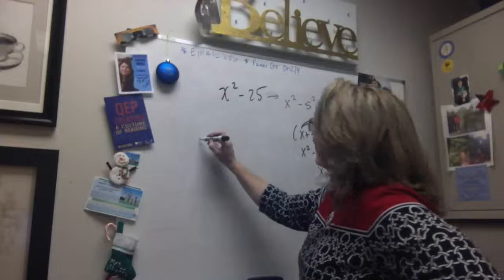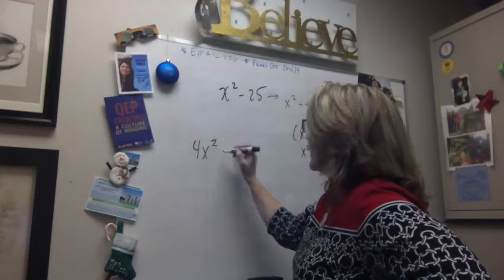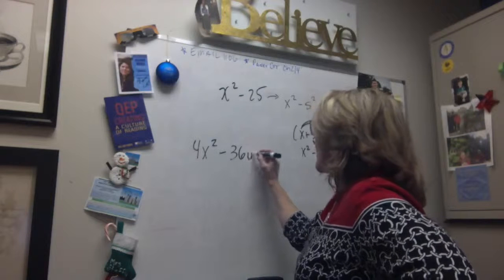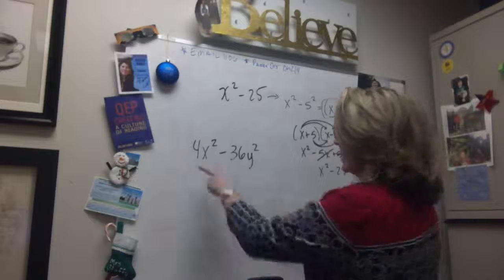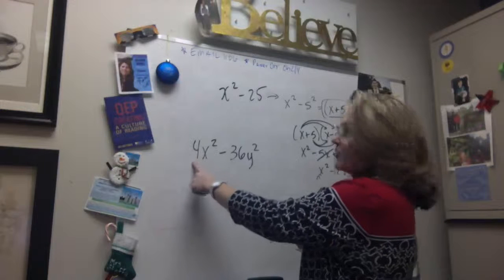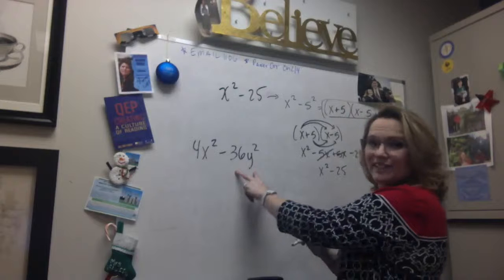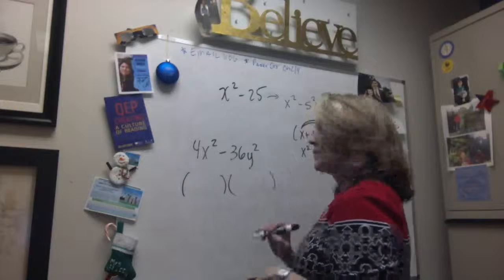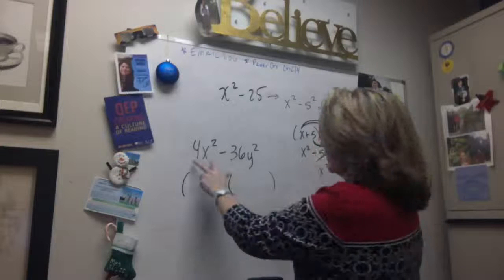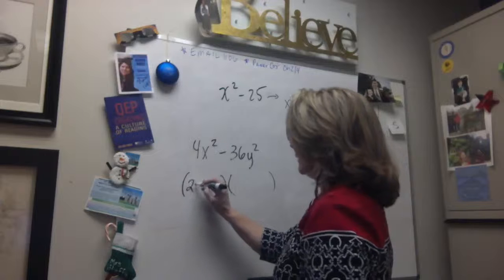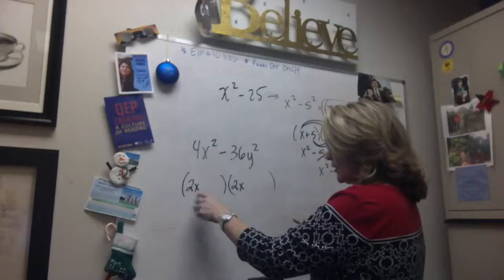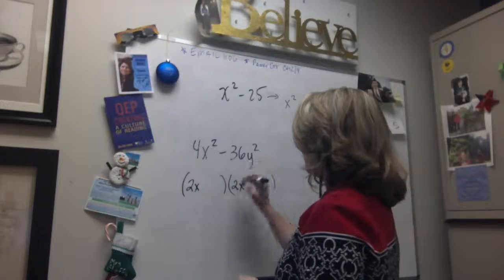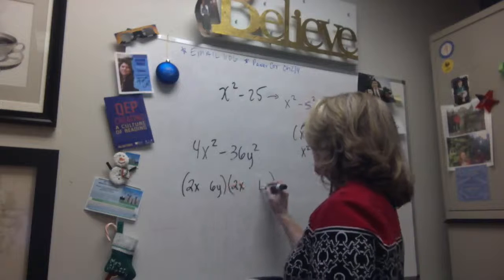If I had 4x squared minus 36y squared. Notice again, perfect square in the front, even the 4 is a perfect square, it's 2 squared. Perfect square in the back, even the back is a perfect square with 6 squared and y squared. So again, set up your double binomials. I'm going to load in the front with a 2x and a 2x. You can double check that by just multiplying them. 2x times 2x gets you 4x squared. In the backs, I'm going to take 6 and y, 6 and y.